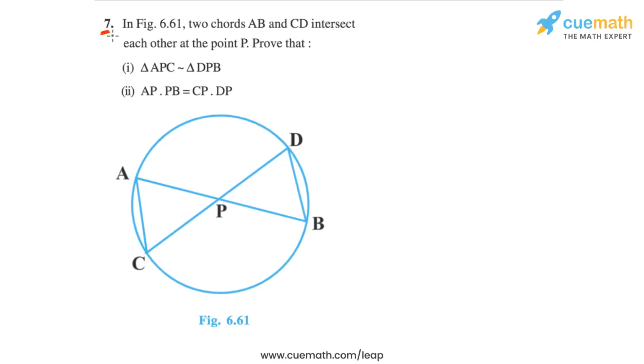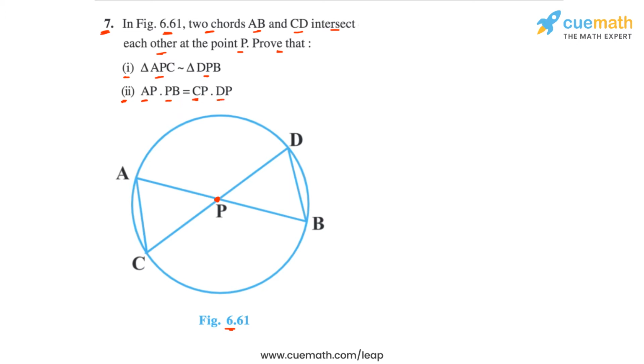Question 7 of this exercise says that in figure 6.61 given alongside, two chords AB and CD of a circle intersect each other at the point P. So P is this point, and AB and CD, the two chords, they intersect at P. We have to prove that triangle APC is similar to triangle DPB in part 1, and in part 2 we have to prove that AP into PB is CP into DP.